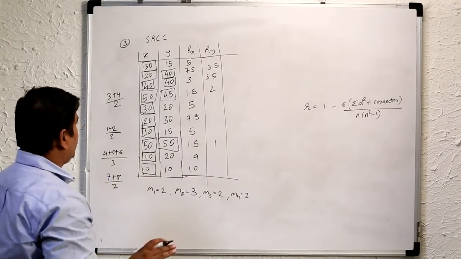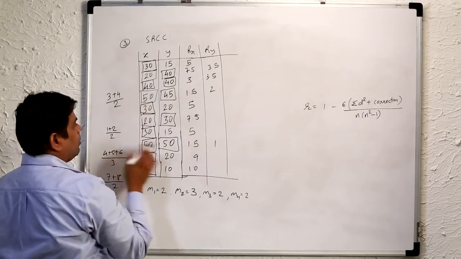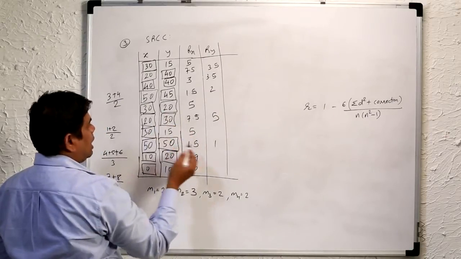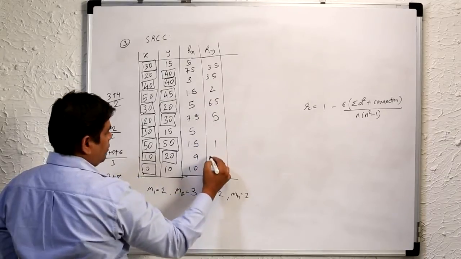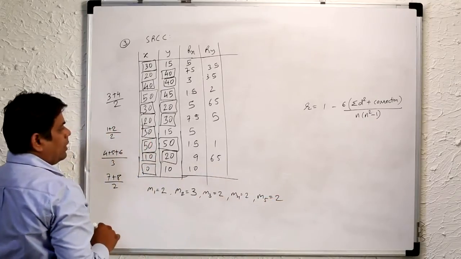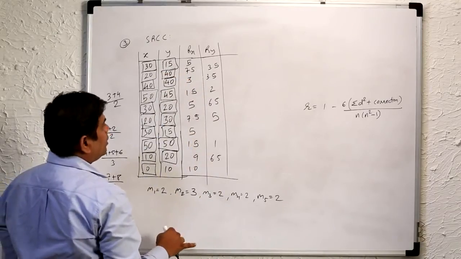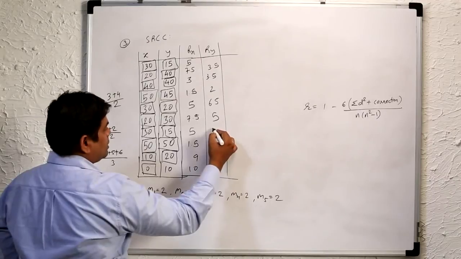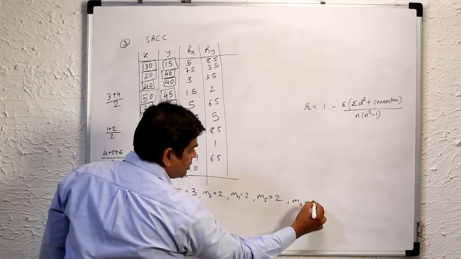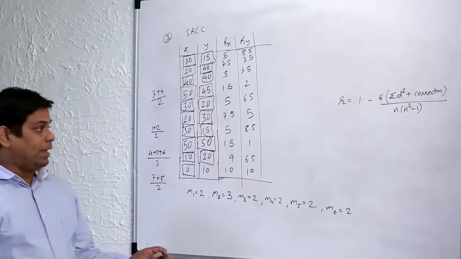The next is not 40, then comes 30. The next rank will be not 3, not 4, it will be 5. The next rank will be 6 and 7. The average of that is 6.5, 6.5, and I am going to write M5 as 2. Next, for 15, the rank is going to be not 6, not 7, it will be 8 and 9. So 8 plus 9 by 2 is 8.5, 8.5, and I am going to write M6 as 2. Now the last rank is 10. So this is how we are going to give ranks.